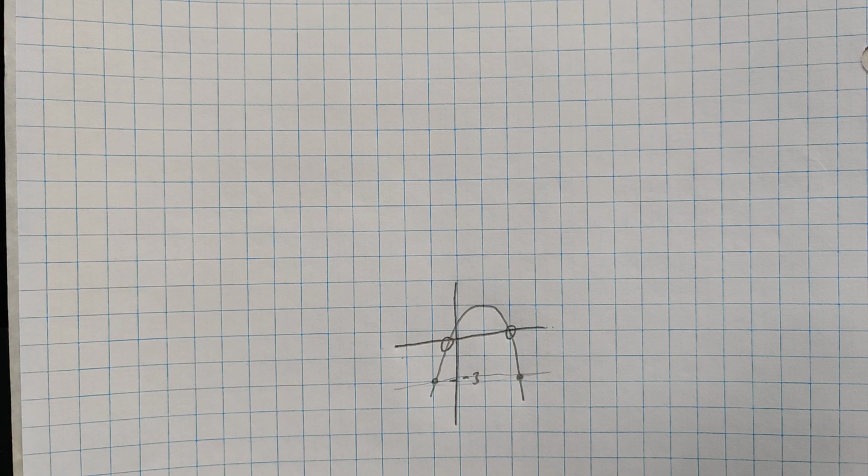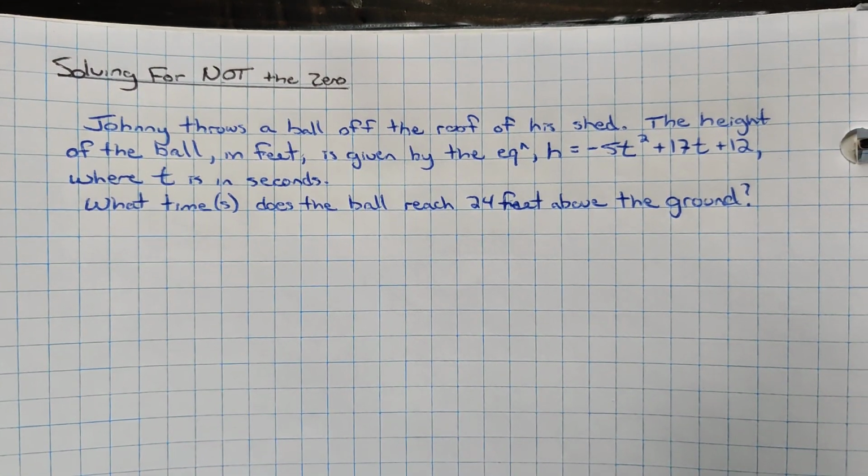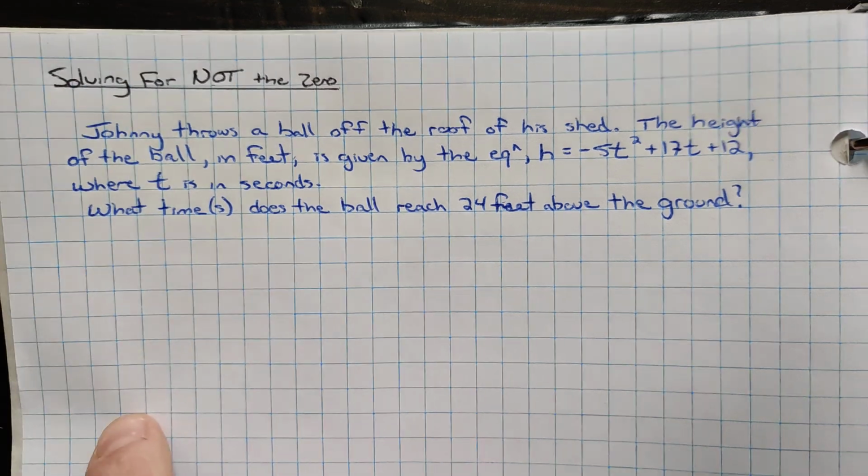This is still doable, and we're going to look at that in the example. So we're solving for not the 0. In this case here, we got Johnny throwing a ball off the roof of his shed. The height of the ball in feet is given by the equation h equals -5t squared plus 17t plus 12, where t is in seconds. What time does the ball reach 24 feet above the ground?